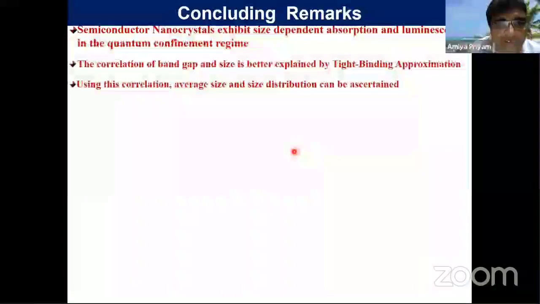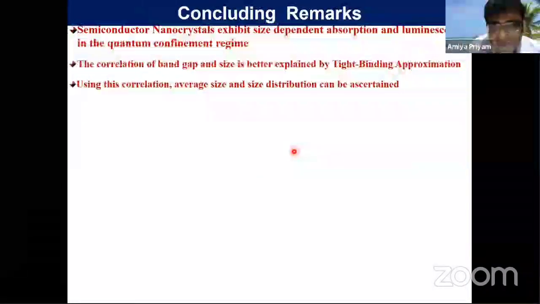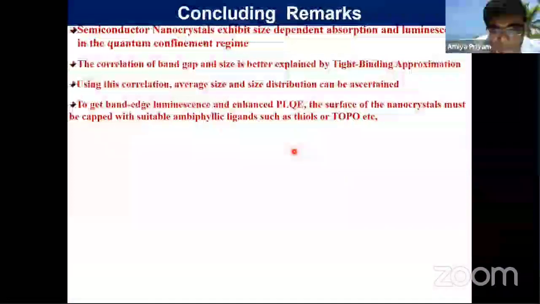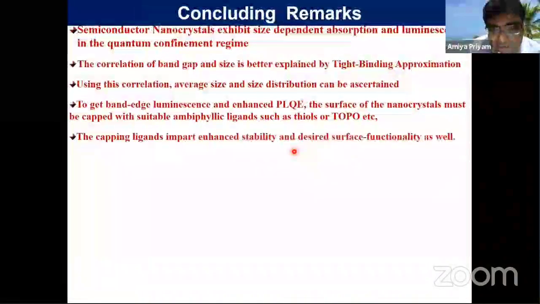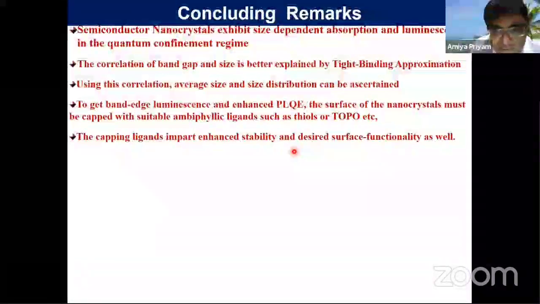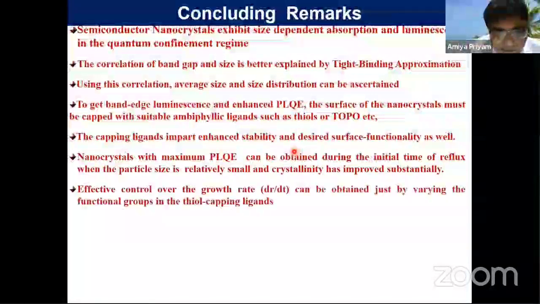Okay. So this is the last, and I conclude here. Semiconductor nanocrystals show these enhanced, unusual properties because of quantum confinement. The correlation of band gap is better explained by the tight binding approximation, and band edge luminescence and enhanced PLQE can be observed by overcoating with an amphiphilic ligand, or you can have another layer of semiconductor.